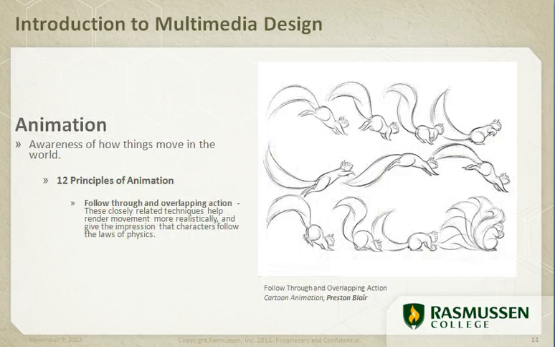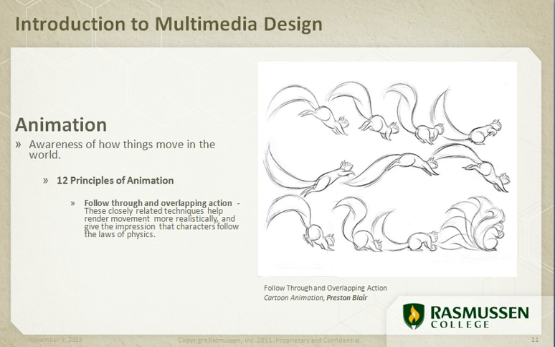The next principle is follow through and overlapping action. These closely related techniques help render movement more realistically and give the impression that characters follow the laws of physics. Follow through means that separate parts of the body will continue to move after the character has stopped. As you can see here, that's happening with the squirrel when the squirrel lands and the hind end follows through. The tail also follows through.